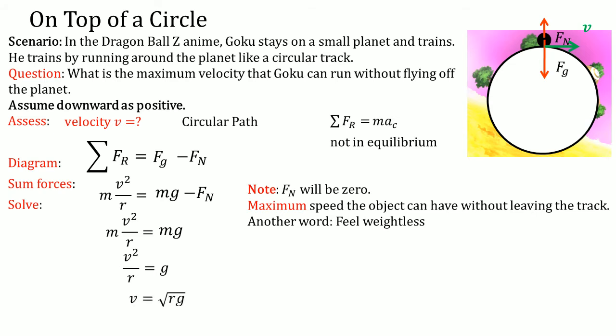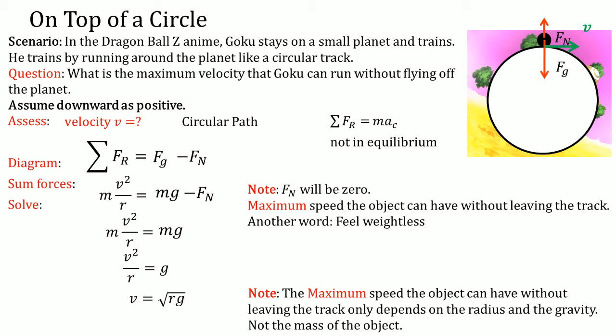Solving for v, you multiply r to the other side, then square root. So the velocity equals the square root of radius times gravity. Please note that the maximum speed the object can travel in the circular track only depends on the radius and gravity. Mass is not part of it.